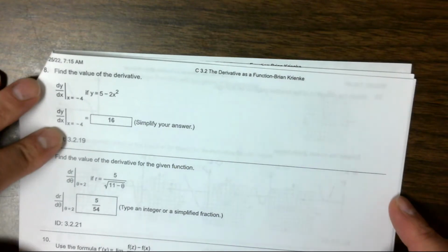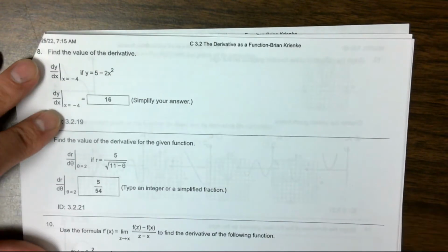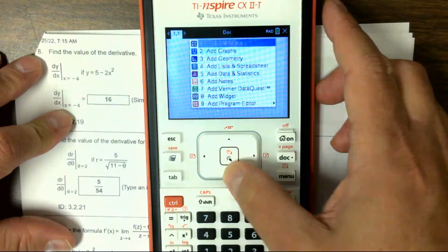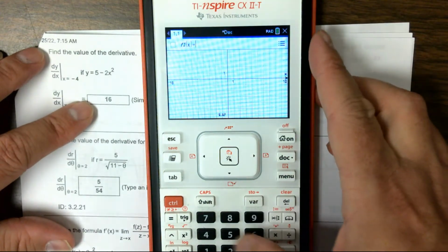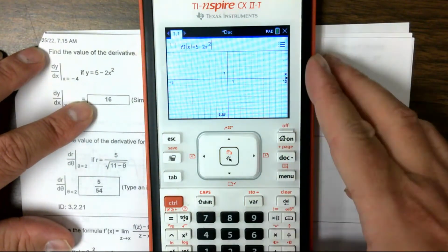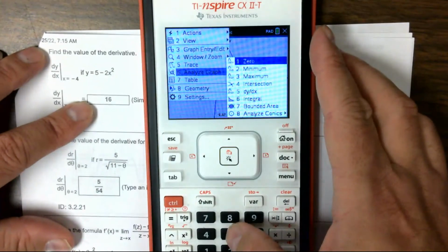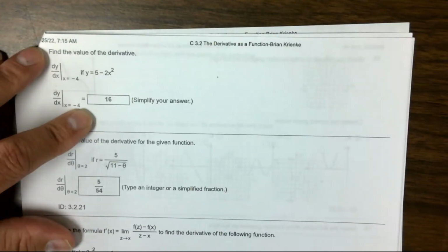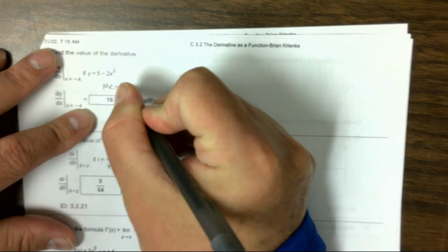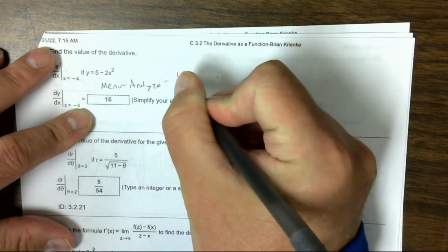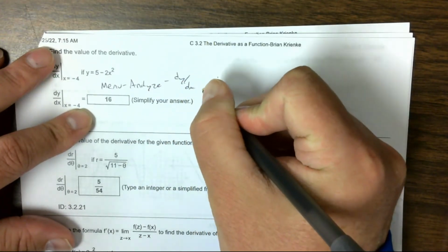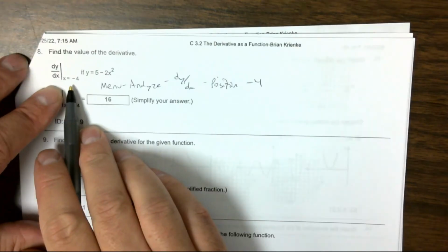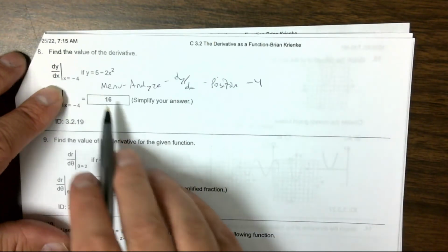For number 8, this one's probably like one of the easy ones, I think, if I remember right. You want to do 5 minus 2x squared, and then you go to position -4, then your answer is 16. So this was menu, analyze, dy dx, and then position -4, because the -4 is what's listed there. And then that gave you the answer 16.